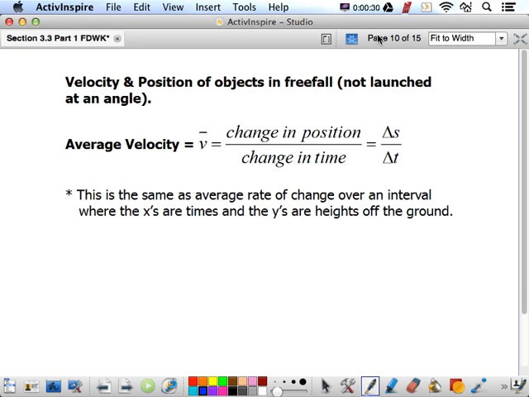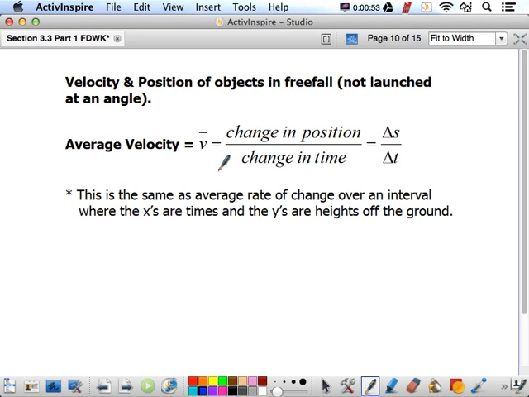Average velocity is sometimes given by this notation, a little v with a line across the top. And all you do to find average velocity is find the change in position over the change in time. Average velocity has nothing to do with calculus. It is simply an algebraic concept that you are continuing to miss. So we're going to go back over it, okay?